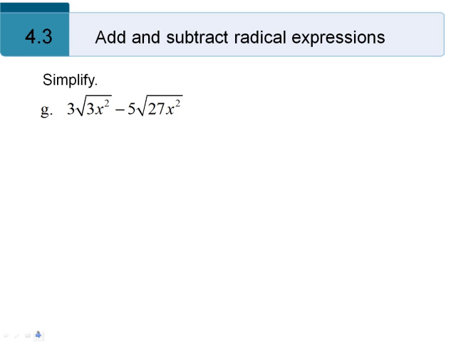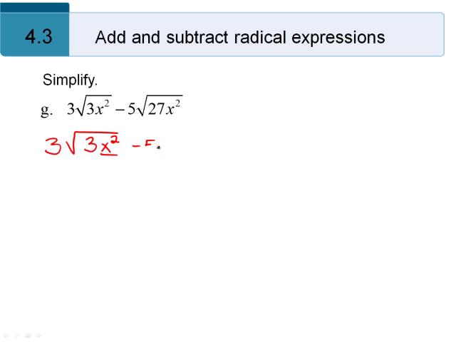Letter G is 3 times the square root of 3x squared minus 5 times the square root of 27x squared. Okay, so on the first radical, keep the 3. Now, the 3 under the radical, we can't do anything with that. But x squared is a perfect square. So I'm going to just underline it so that you remember that, because we're going to underline it again in a minute. So we're not going to take the square root yet. We're going to do that all in one step. But that is a perfect square, so we're good to go on the first term, okay?